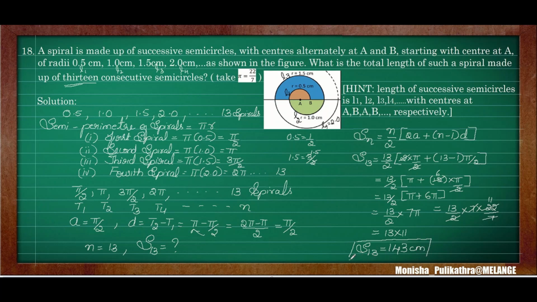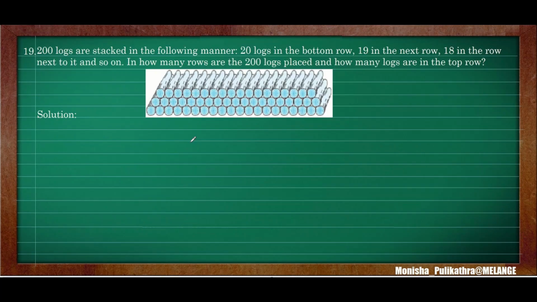So this is the total length of all the spirals from L1 up to L13. Okay, so you can do the multiplication part here. 11 3s are 33, 11 1s are 11, plus 3, 14. Okay, 143. Hope you understood this problem. Moving on to the 19th problem.